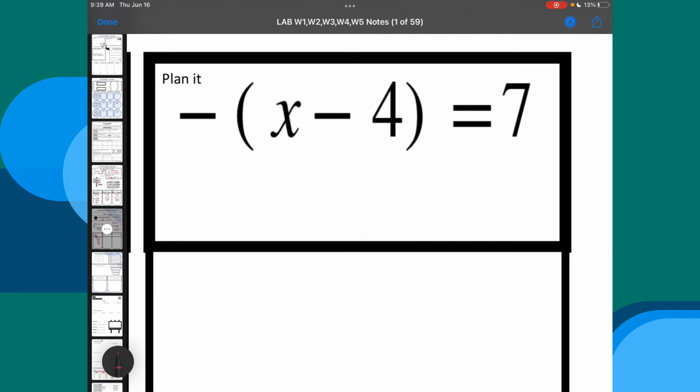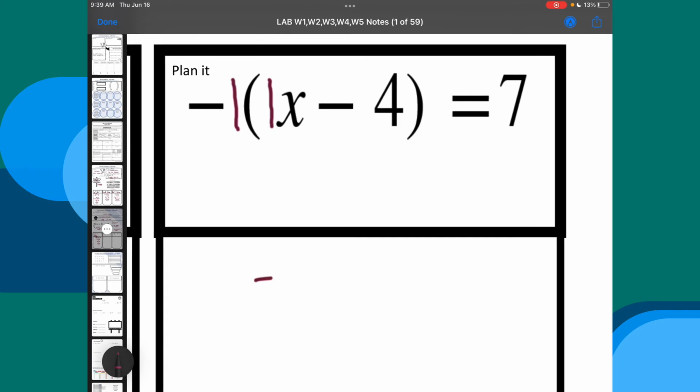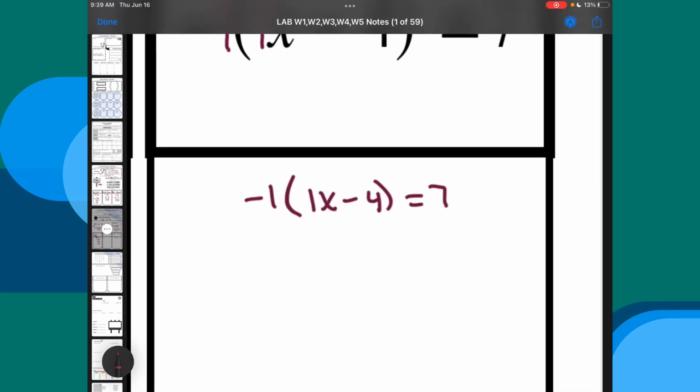One more example. I notice that there's no number in front of my parentheses, so I'm going to put my 1 there, my -1, and there's no number in front of my x, so I'm also going to make that number visible to myself. So we have -1 times (1x minus 4) is equal to 7. I'm going to get rid of these parentheses first, so I'm going to distribute or multiply to both terms inside, and we get -1x plus 4 is equal to 7.